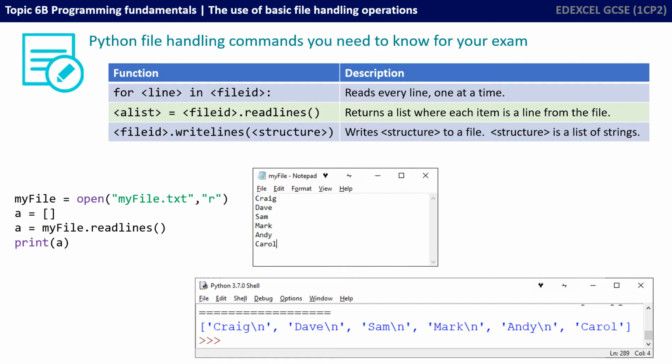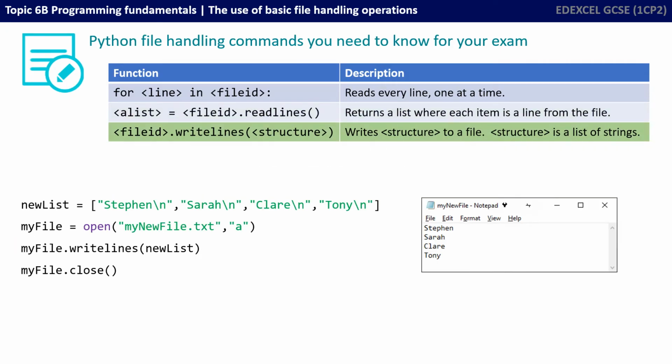If I now print the contents of A, which is a list, you can see that each line from the text file has been pulled out separately and put into a separate item in a list. Notice, because I did readlines, it's pulled out each line, Craig, Dave, Sam, but also the hidden character on the end, which is the character return \n.